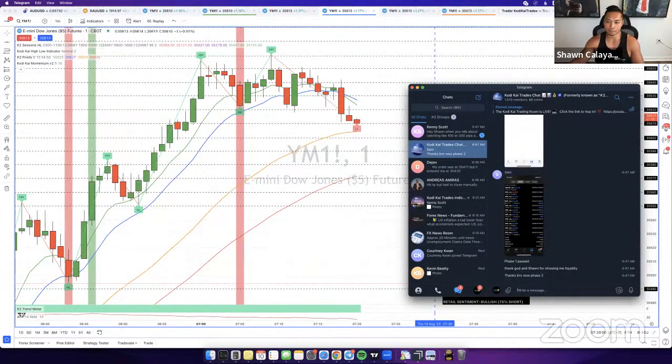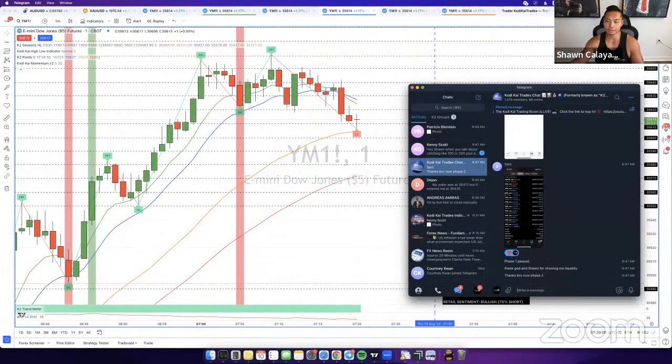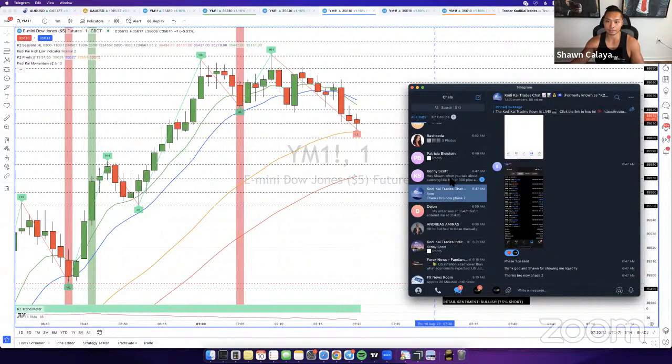Sam over here said phase one pass. Thank God for Sean showing me liquidity. So Sam over here locked in a total profit of 4,010 for the day. Nice work, Sam. Yeah, so Sam's been using liquidity and solid profits right there.